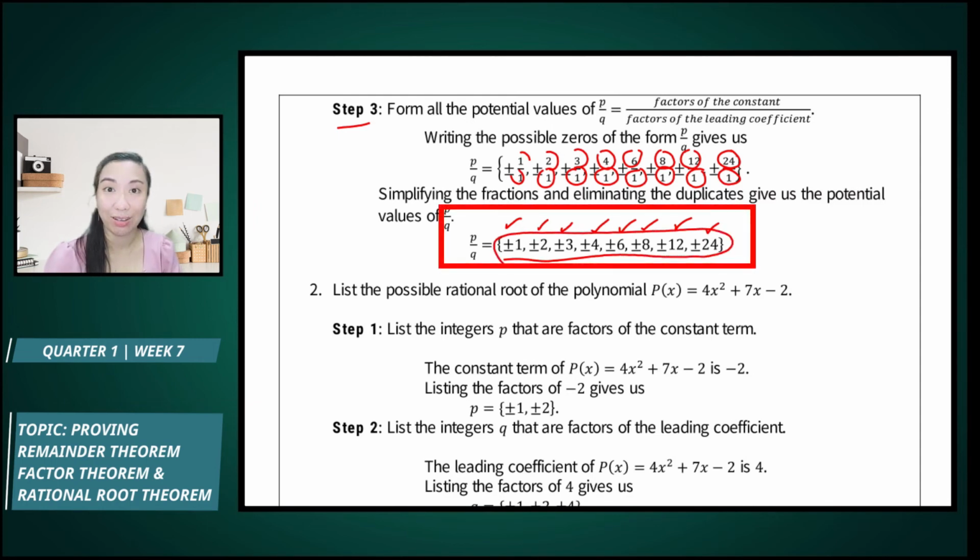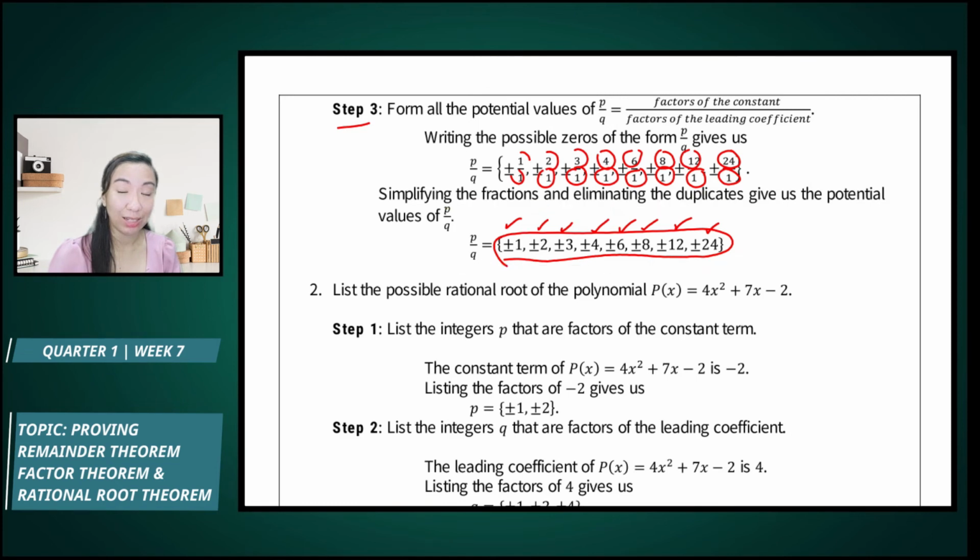So, how many are the possible roots? Since we are counting the positive and the negative values, we have 2, 4, 6, 8, 10, 12, 14, 16. There are 16 possible roots of the given polynomial.